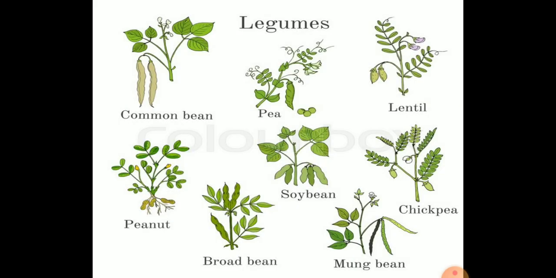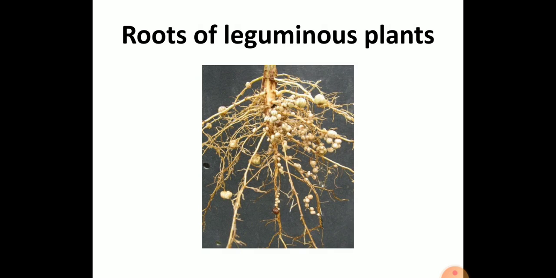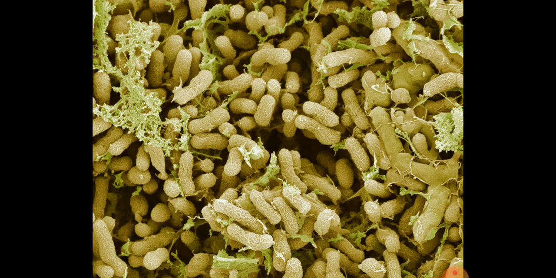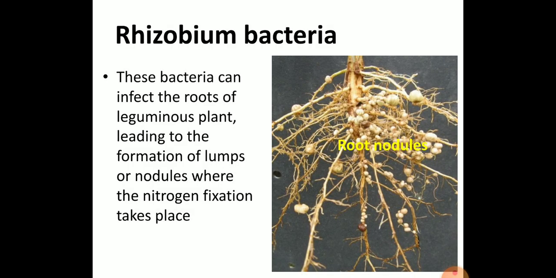The roots of leguminous plants such as pea plant, gram, beans, etc., and most pulses are leguminous. They bear nodules in which live bacteria known as Rhizobium. The Rhizobium invades the roots and causes swelling in the root. These swellings are called root nodules. The bacteria are located inside the nodules. So, these bacteria can infect the roots of leguminous plants, leading to the formation of lumps or nodules where the nitrogen fixation takes place.